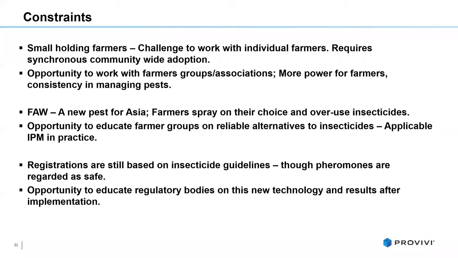This is my last slide. Briefly, I would like to talk about the constraints of mating disruption. As I was mentioning to you, there are several farmers who are involved in this, small holding farmers. It's always a challenge to work with individual farmers. For each trial, if it is a 60 hectare plot, we're talking about more than 200 farmers who are involved in these trials. So it requires a lot of synchronous community-wide adoption of this technology.